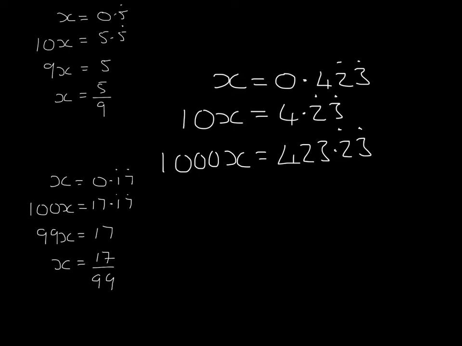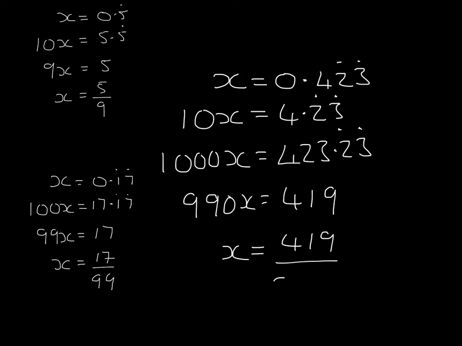And we can take one number away from the other. So we're going to take the 10x away from the 1000x. And that's going to give us 990x equals, well, 423 take away the 4 is going to be 419. And again, we just solve by dividing through by 990. So it's x equals 419 over 990.